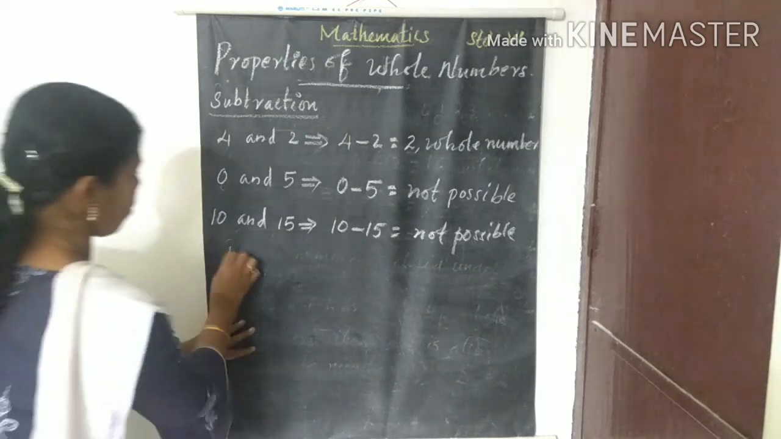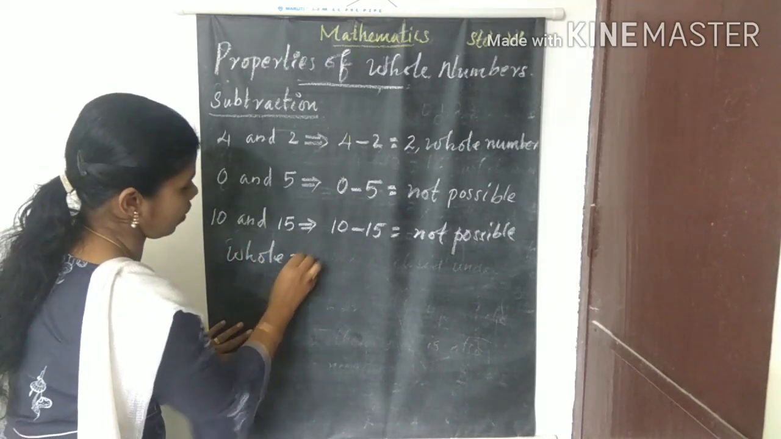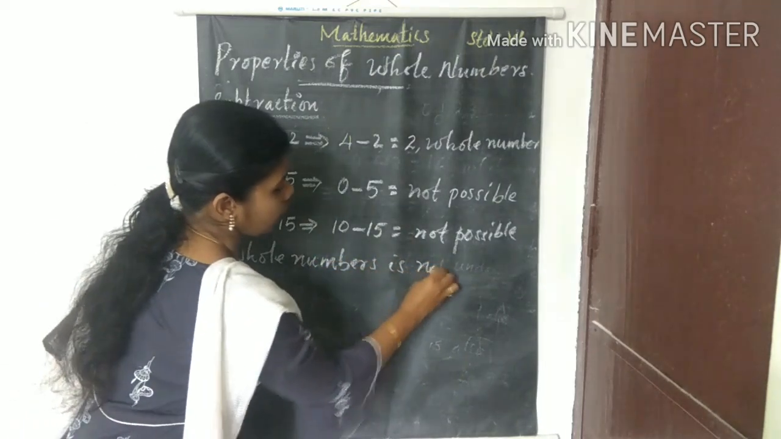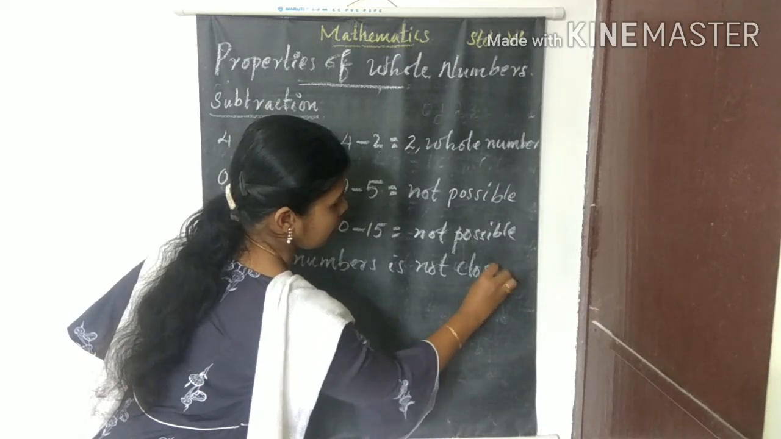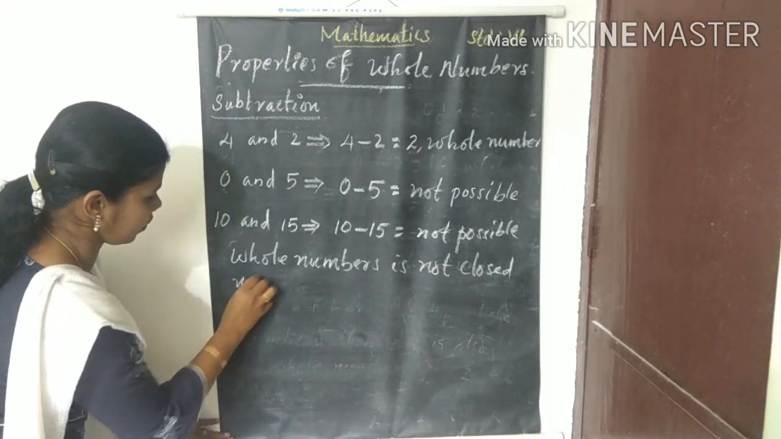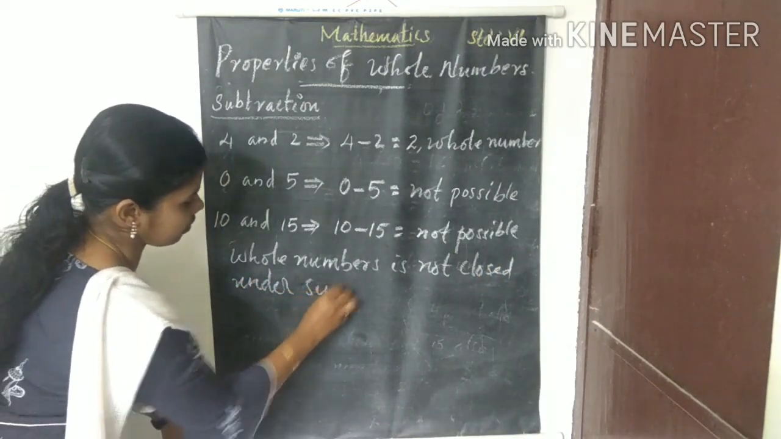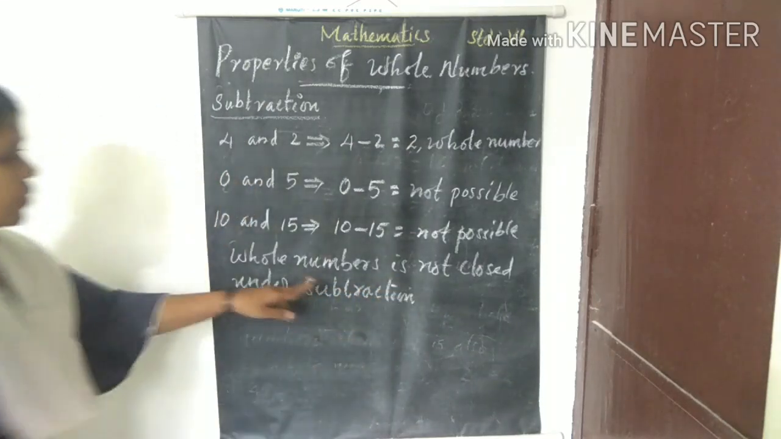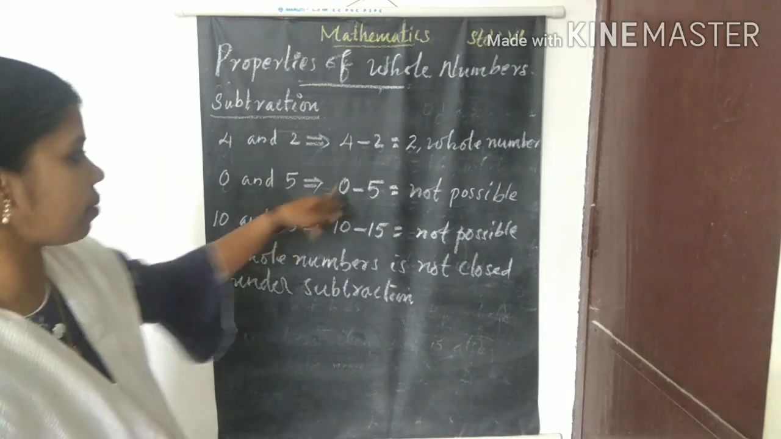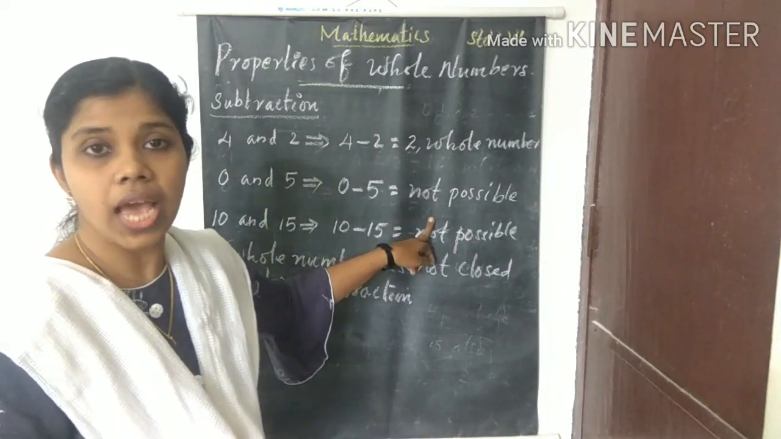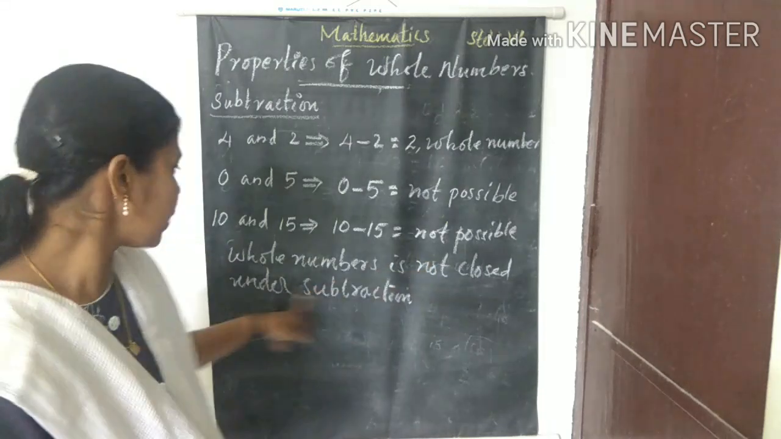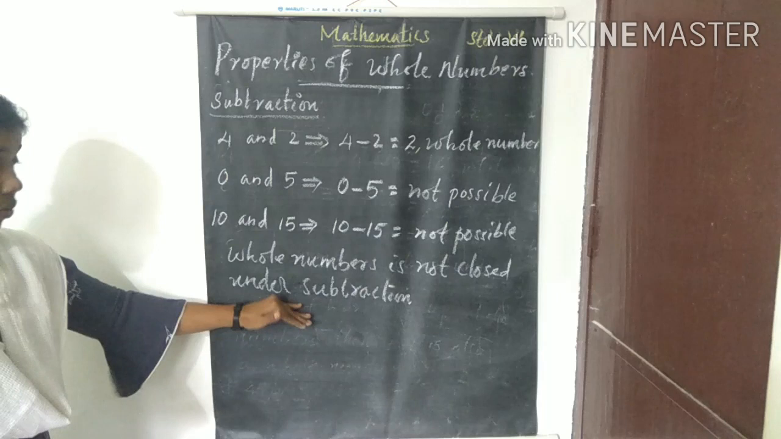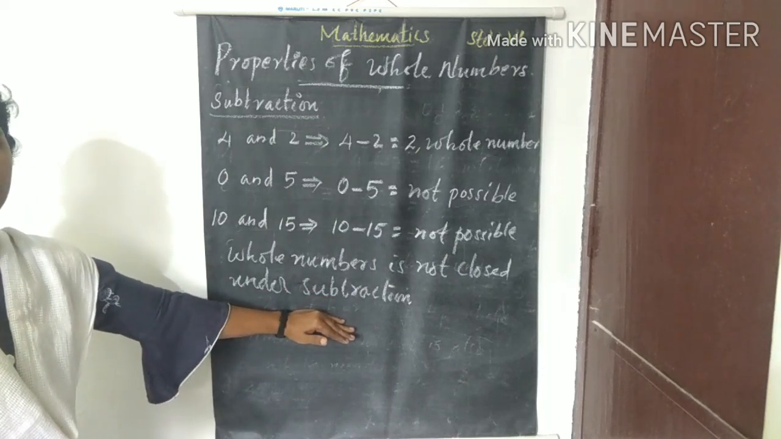That means whole numbers are not closed under subtraction. Why? Here sometimes we didn't get the answer as a whole number. So whole numbers are closed under addition, but not closed under subtraction. Okay, right.